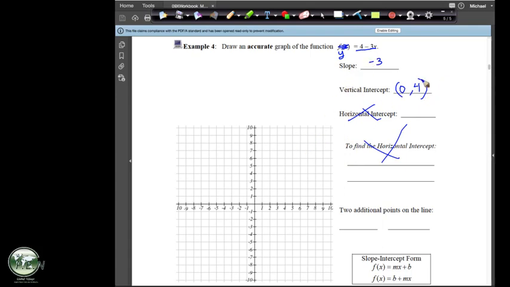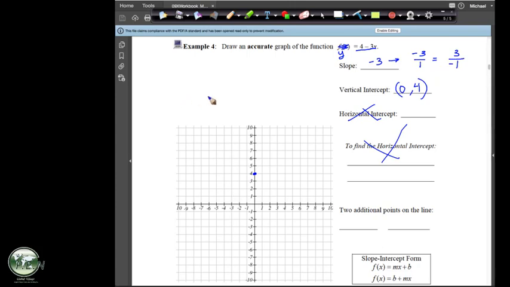Okay, so where's our starting point? 0, 4, right there. So we go 0, 1, 2, 3, 4. That's our starting point. Slope tells us how to get to another point. It's -3. How do we want to think of that slope? There are 2 ways we can think of the slope. -3 over 1, down 3 over 1. And what's the other way we can think of that? +3 over -1, right? The negative has to switch. We'll use both of them, and that will give us 2 additional points.